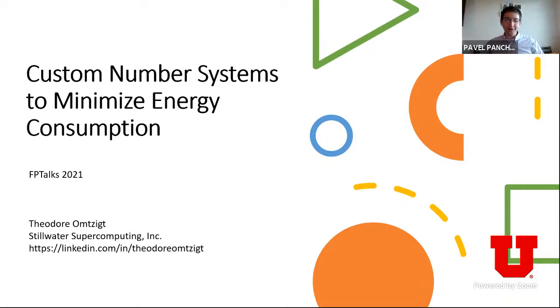So Theo runs Stillwater Supercomputing, and what Stillwater Supercomputing does is try to help people, especially in analytics or big data, make use of a lot of this advanced numerics and advanced hardware. So whether that's GPUs or FPGAs, adding that to commodity systems so that they can do more complex operations and work faster. And that's kind of what Theo's been doing for the last couple of years, and something he'll be telling us about right now.